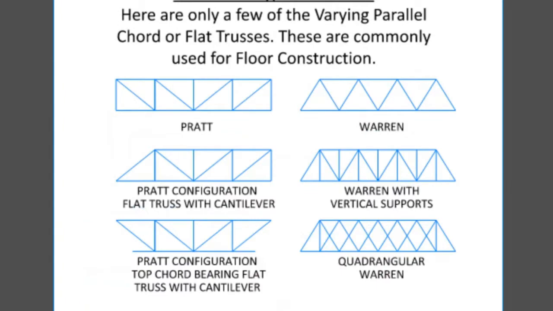And next, here are a few of the varying parallel chord or flat trusses. These are commonly used for floor construction. Some of these examples include the Pratt truss, the Pratt configuration flat truss with the cantilever, the Pratt configuration top chord bearing flat truss with cantilever, the Warren truss, the Warren with the vertical supports, and the quadrangular Warren.